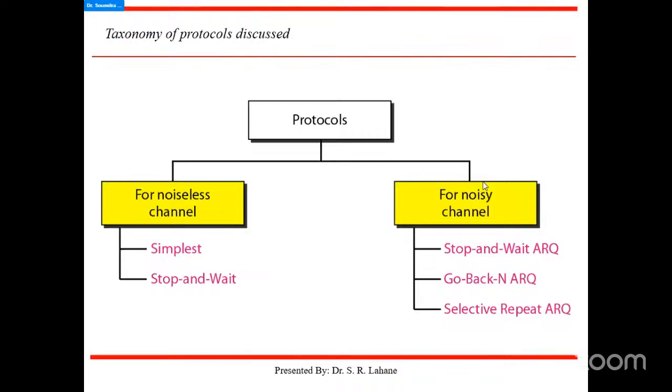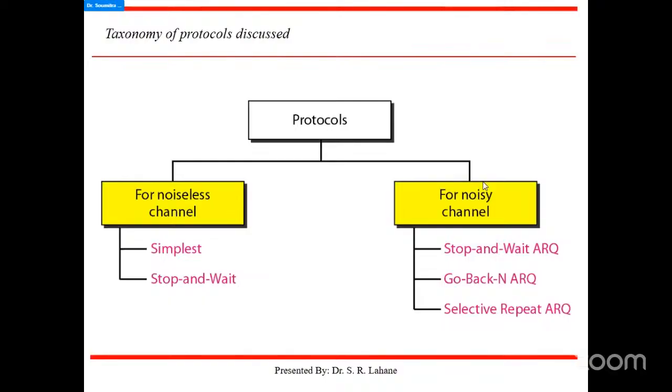Simplest communication means one-way communication. Sending the data, we are not bothered about the flow control or error control. And second, the stop and wait method: we are sending the data frame and waiting for the reply for that frame. Then sending the second frame and waiting for the reply for the same frame. That is the noiseless channel, two methods.